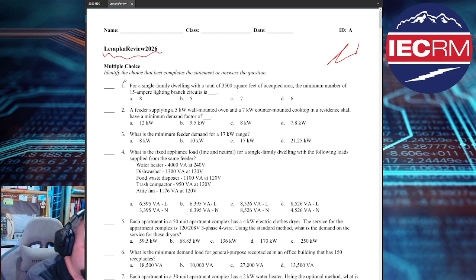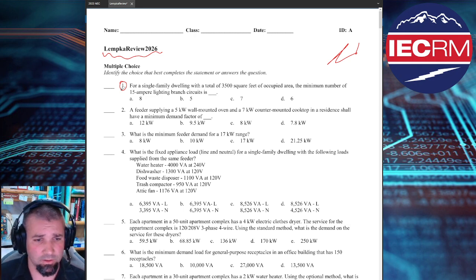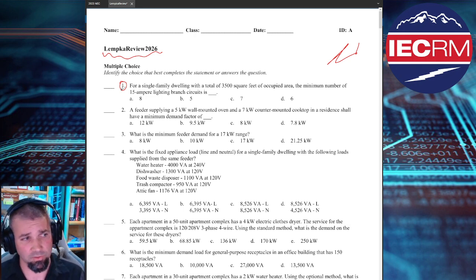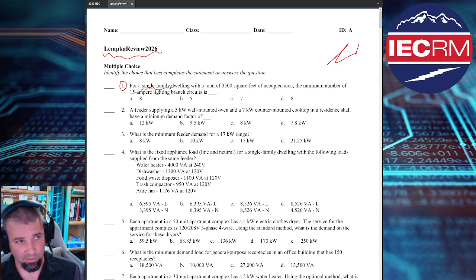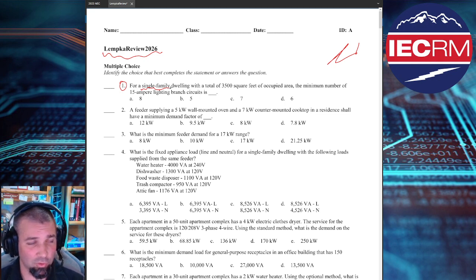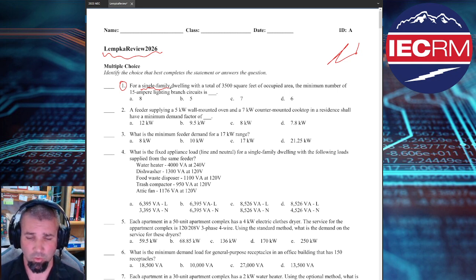Right, starting at the top, number one. You remember this back when we were spending time in 220 together, like family in a house, maybe a single family dwelling? Well, even if you don't, that's okay. This single family dwelling unit with a total of 3,500 square feet of occupied area, the minimum number of 15 ampere lighting branch circuits is what?